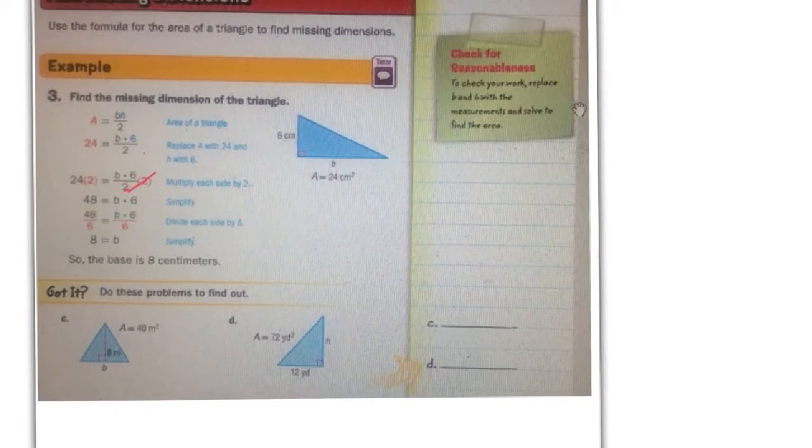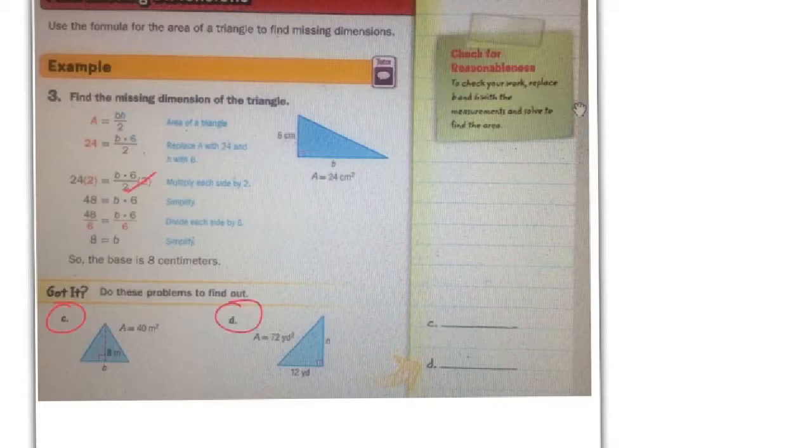Well, you know, 6 times what is equal to 48? If you divided 48 by 6, you will find that the base is 8. Okay, don't forget to always check your solution by plugging this back in. So if you took the 8, put it back here. 8 times 6 is 48. 48 divided by 2 is 24. Let's see if you can do the next 2 on your own.